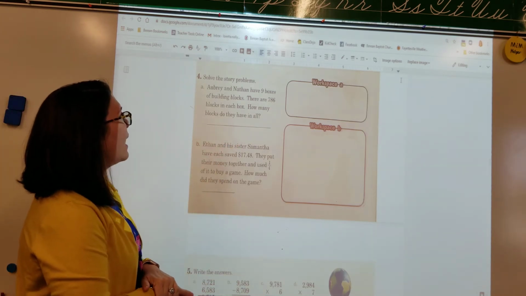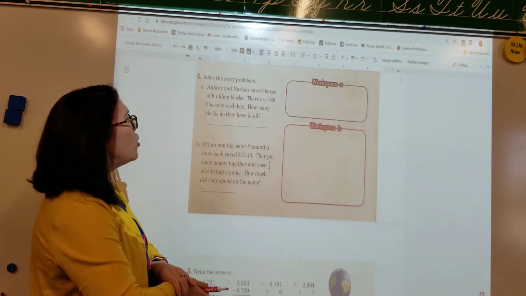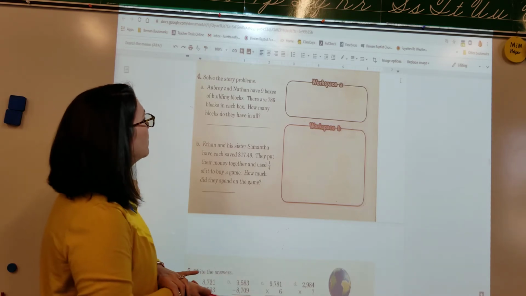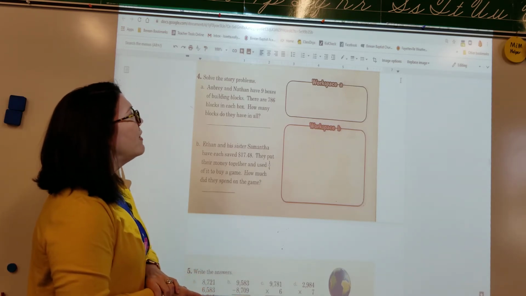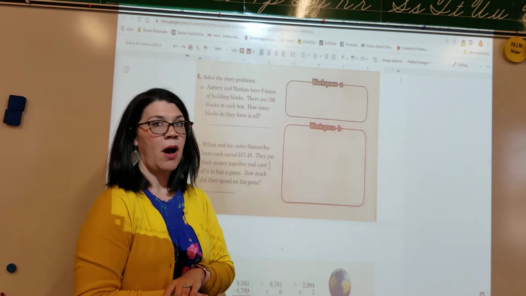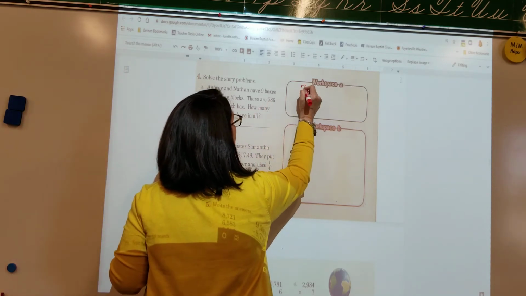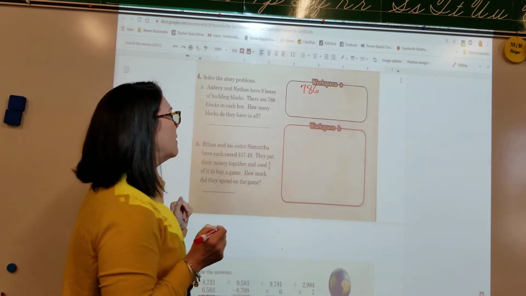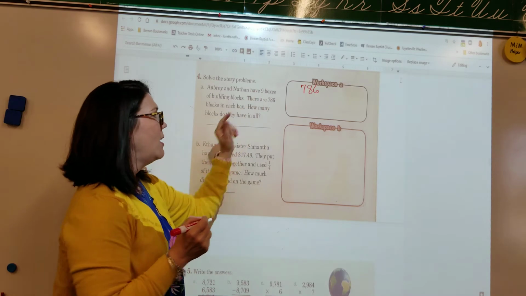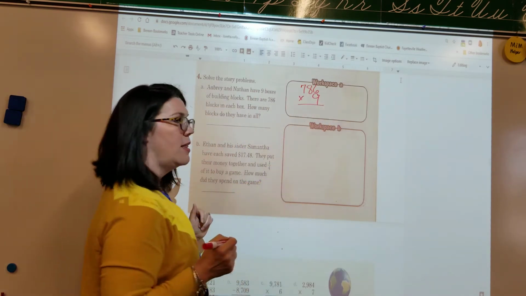It says, Aubrey and Nathan have 9 boxes of building blocks. There are 786 blocks in each box. That's a lot. That's a big box of those. How many blocks do they have in all? Okay, so how many come in one box? Well, it tells us right here, 786. So let's write that in our workspace here, 786 come in one box. And how many boxes do we have? We have 9. So we're going to write our 9 there. And boys and girls, we would need to multiply this, okay?